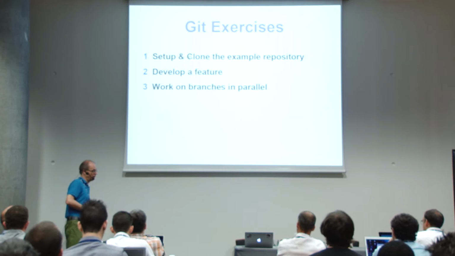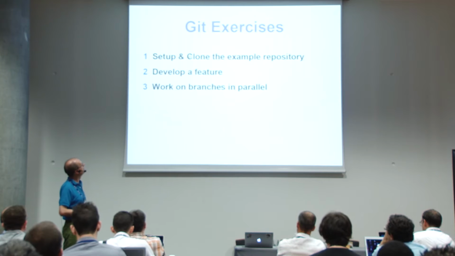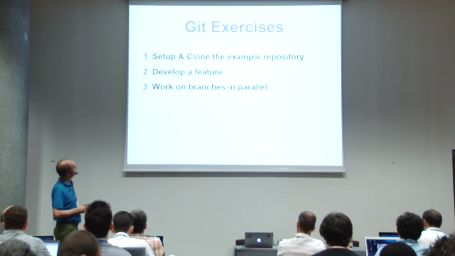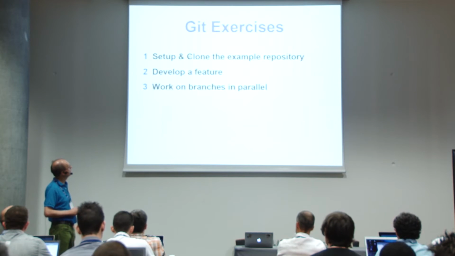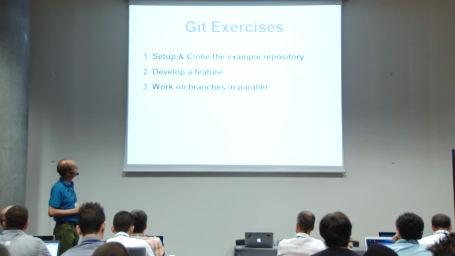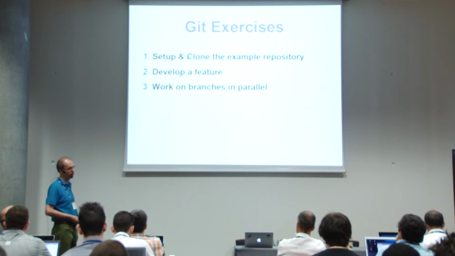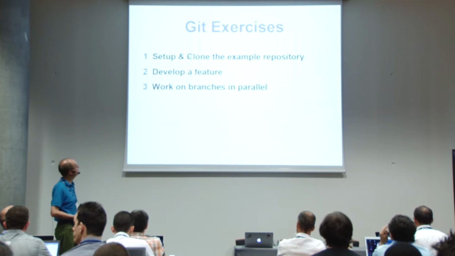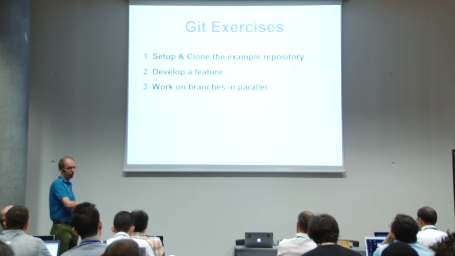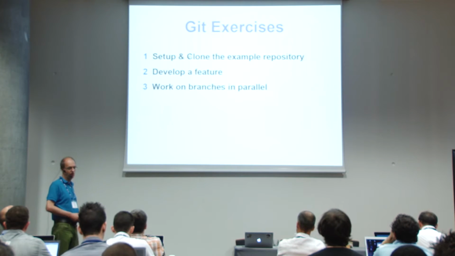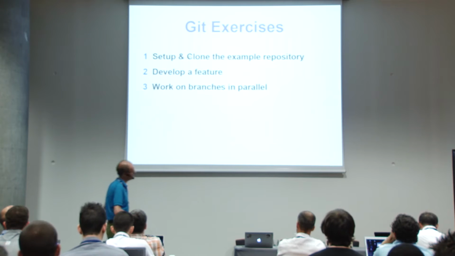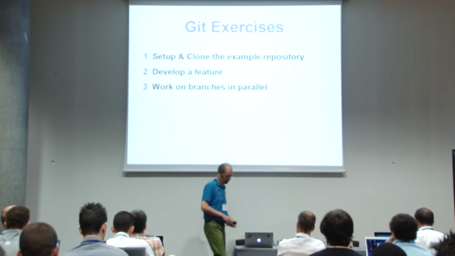Now I will show first how the setup works. And I'll also show how to clone the example repository. Then we will first try out how to do local development: create a feature, implement a small feature, then implement another one on a different branch so that you can see it's very easy to jump between branches. And then we'll see how to continue.